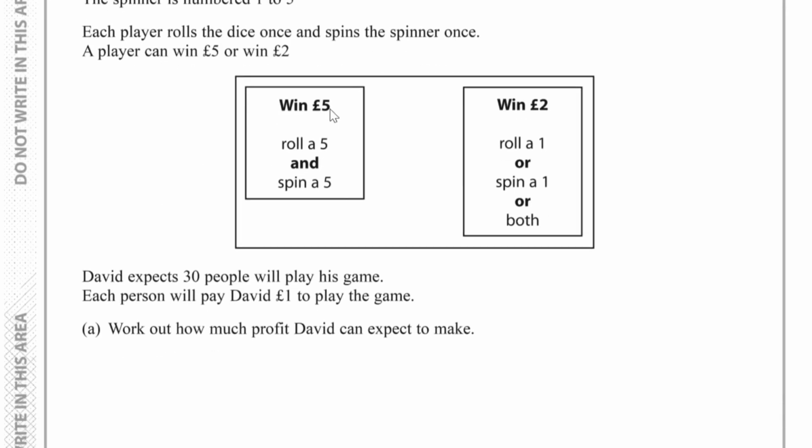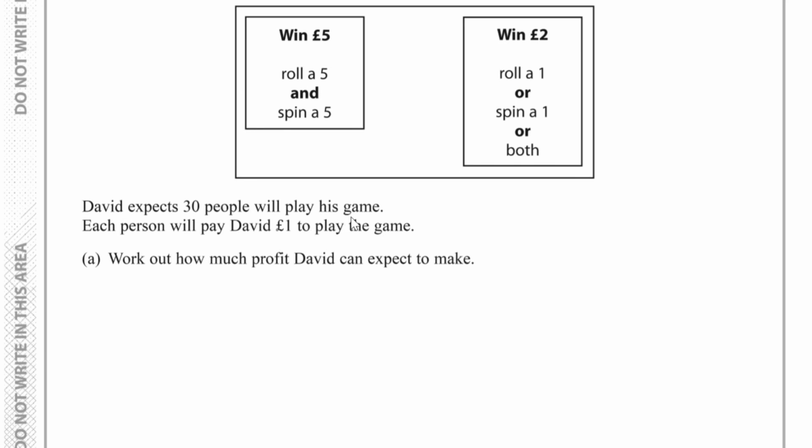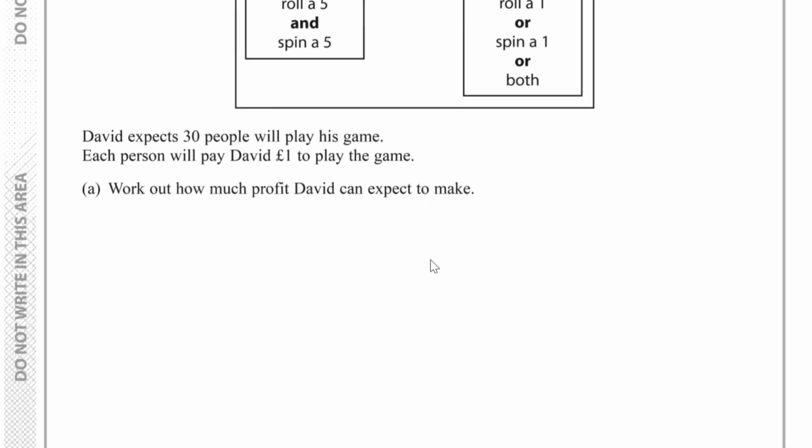If we win £5, that means we would have to roll a 5 and spin a 5. We win £2 if we roll a 1, spin a 1, or both. David expects 30 people to play his game. Each person will pay David £1 to play the game. We have to work out how much profit Dave can expect to make.